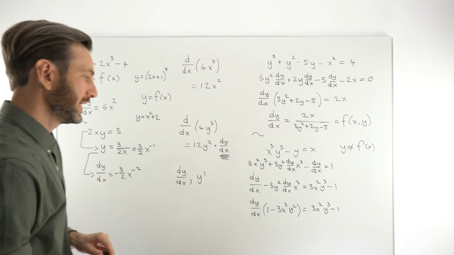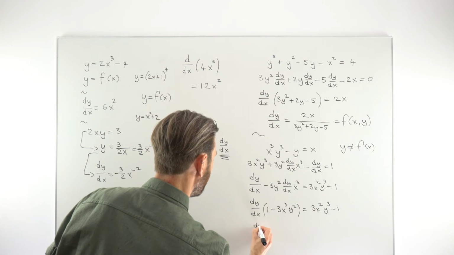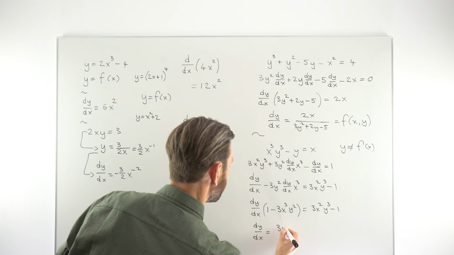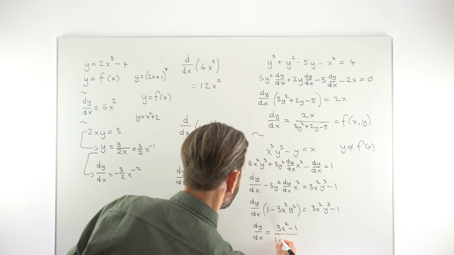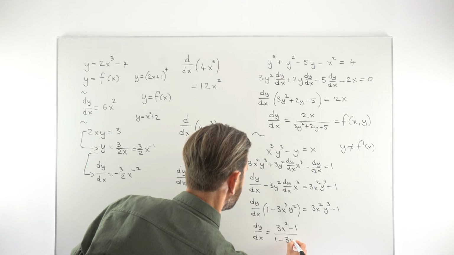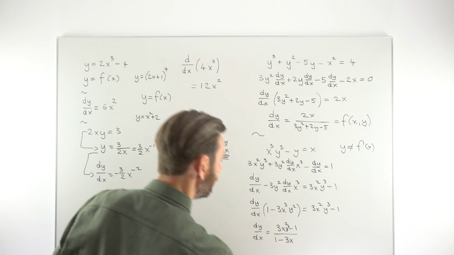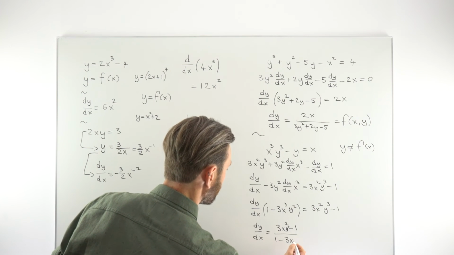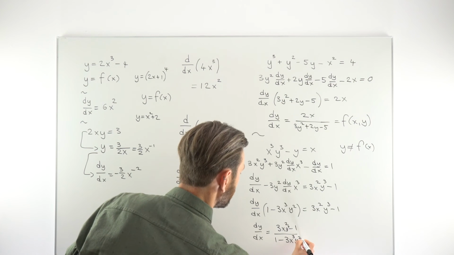Okay, and then dividing both sides by the bracket, we would get dy dx equals 3x squared minus 1 over 1 minus 3x, oh sorry, that should have been a y cubed in there as well, 3x squared y cubed minus 1 over 1 minus 3x cubed y squared.